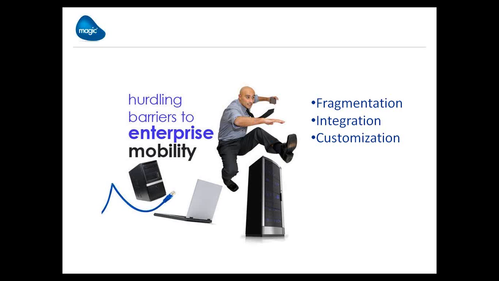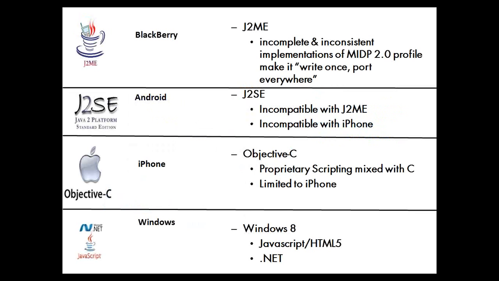Second barrier is integration. How can we deal with the barrier of integration? I need this system to not only run a mobile app, but to be connected to my back-end systems. And thirdly, how can I do it in a way that's customized, that makes sense for my business, for my users, and that's changeable and manageable?